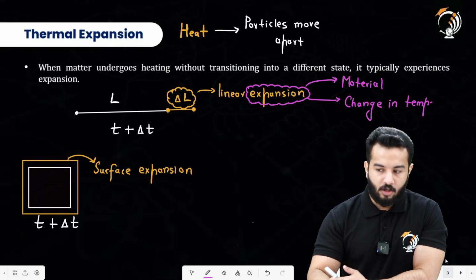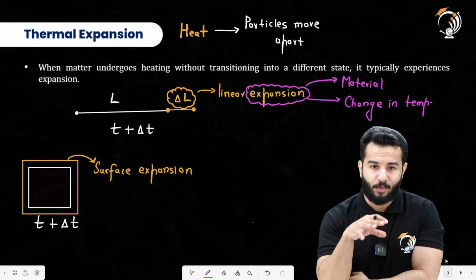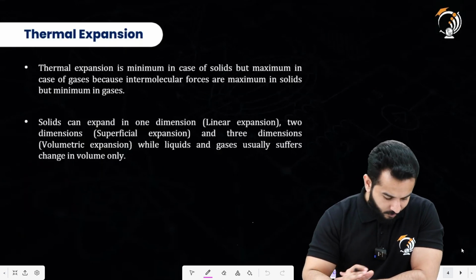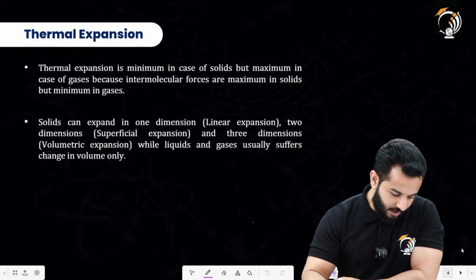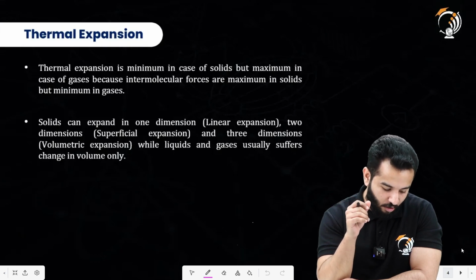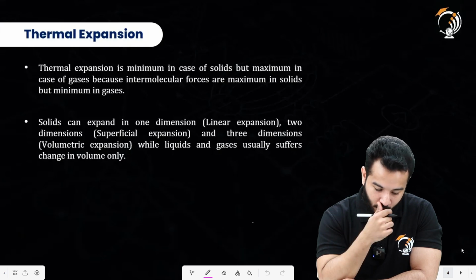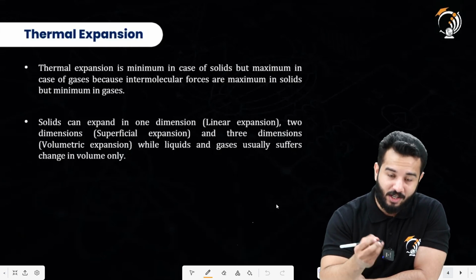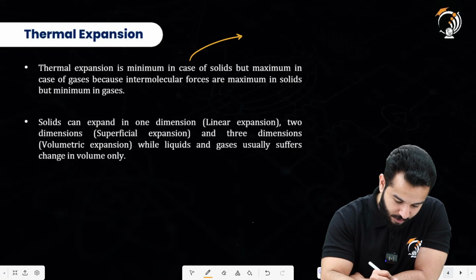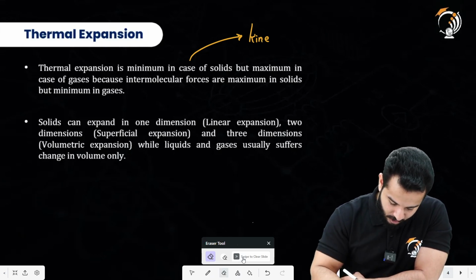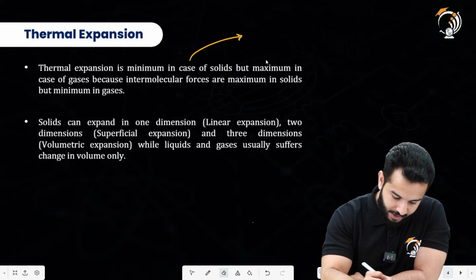Now, using the concepts of thermal expansion is very important in various places that we are going to talk about. So first let's discuss some things. Thermal expansion is minimum in solids but maximum in gases, because intermolecular forces are maximum in solids and minimum in gases. This comes from the knowledge that we have gained from the kinetic theory of matter.